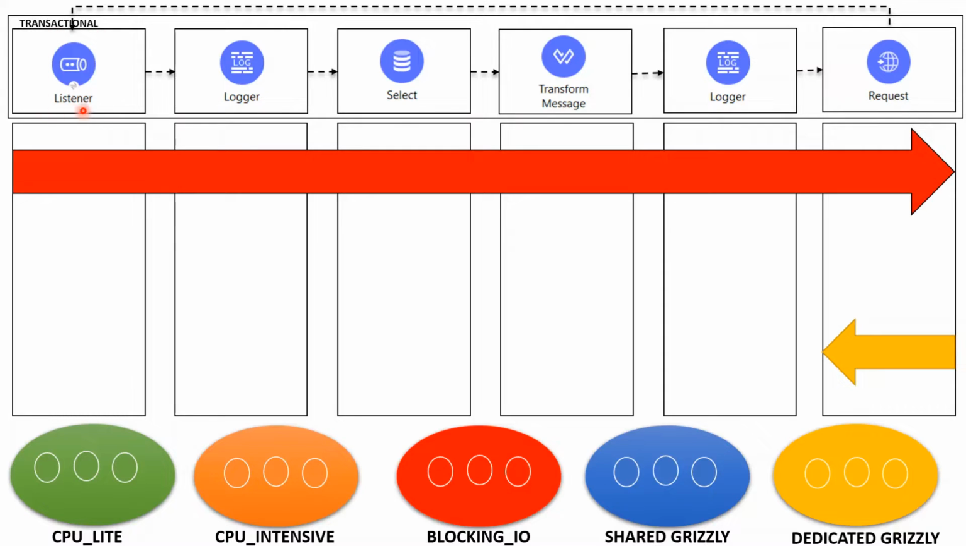So I have a transactional listener, and if you observe, the whole transactional scope starts right from the message source. Instead of starting after the message source as in the previous slide, it starts from the message source. And from the message source, listening to the queue, everything up to execution of the flow is done by the blocking IO thread. The only thing done by another thread is the response received by the HTTP request, which is done by the dedicated Grizzly. Other than that, everything will be done by the blocking IO, and the final response, if any has to be sent, will be done by the CPU light.